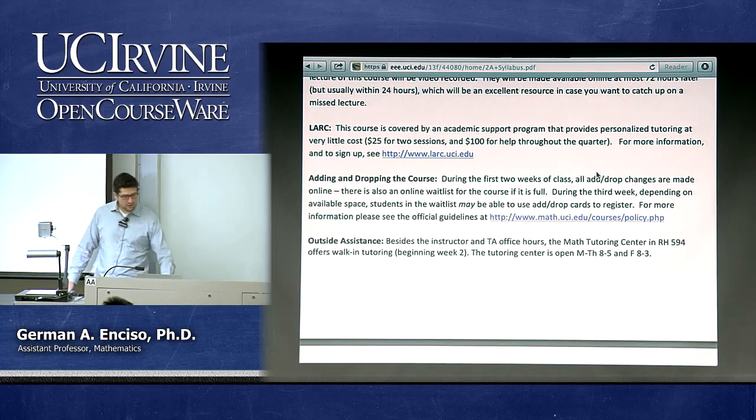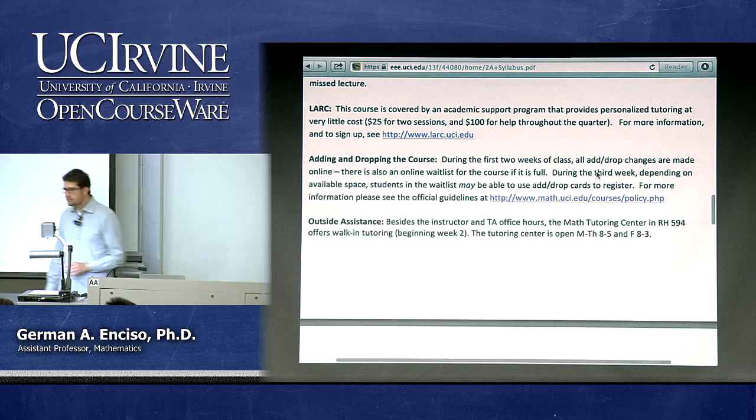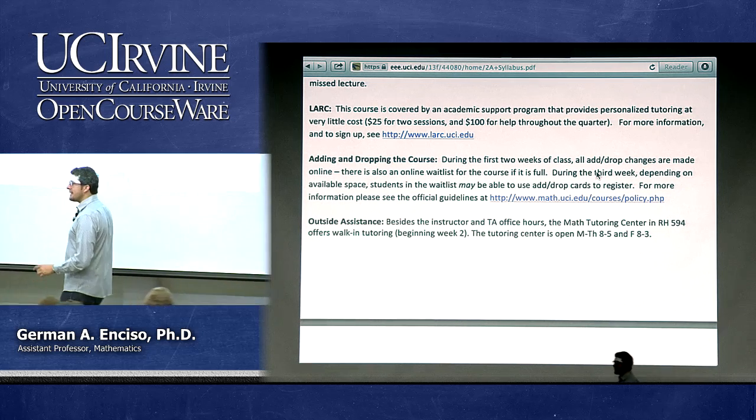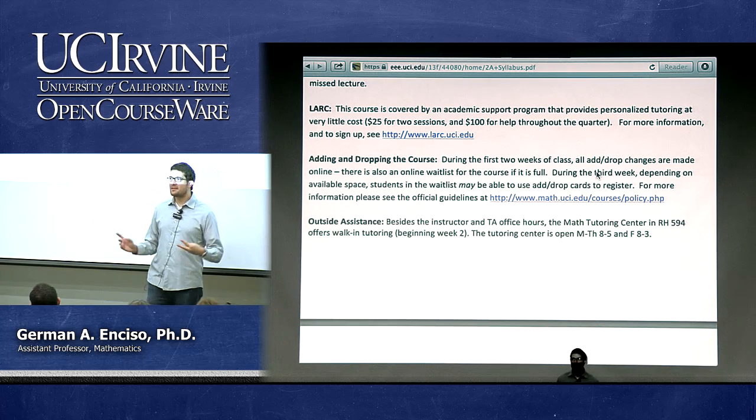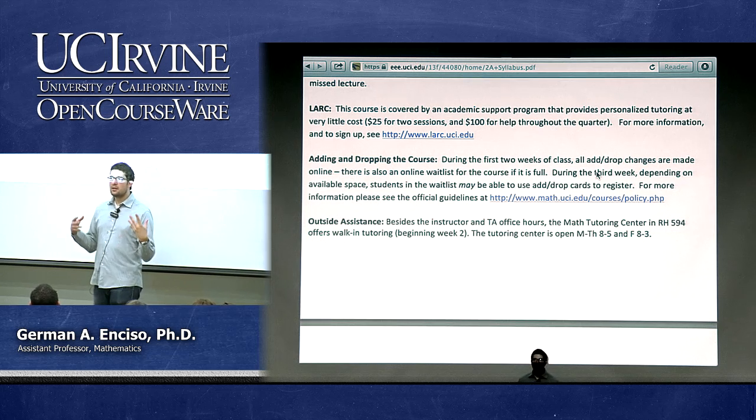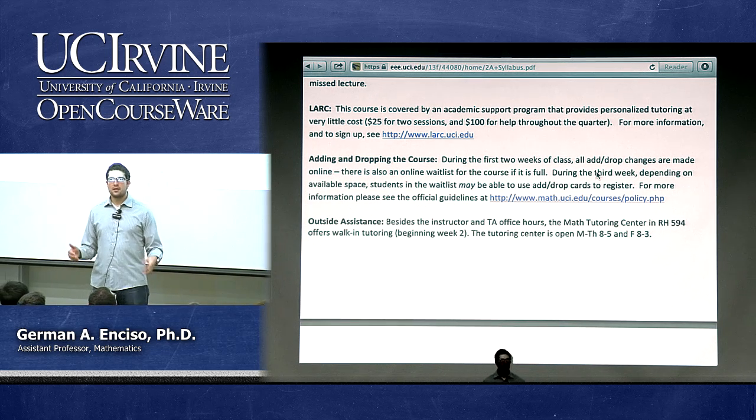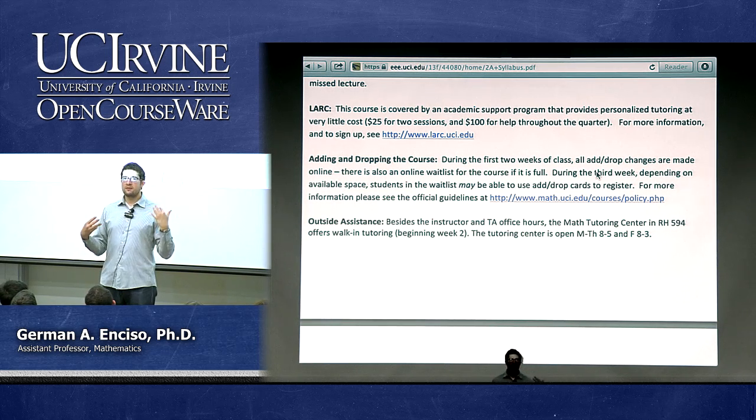Now there is also something called LARC. It's a program that's designed to give you special personalized assistance. If you're falling behind, or feeling like you're struggling in the course, you can go to LARC. I think it takes place about twice a week, and you can get lessons there. The lessons there are not free. You have to pay, but it's very cheap if you consider what you can get.